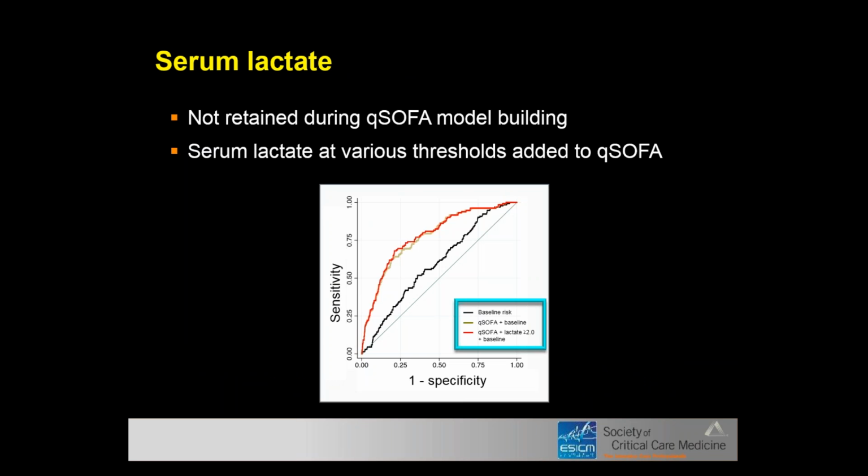Serum lactate has been touted as an excellent biomarker for sepsis, and indeed it does have predictive validity over the course of time. However, with the initial assessment that was used to construct qSOFA, adding lactate did not improve predictive validity. One can see here in this graph that the baseline risk, which is based on underlying disease, is 1. It is enhanced by the use of qSOFA, and adding a lactate of greater than 2 did not appreciably improve predictive validity.